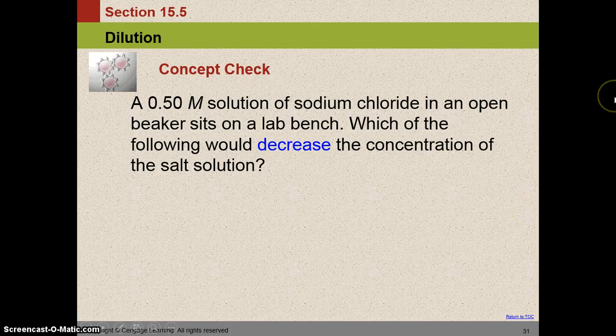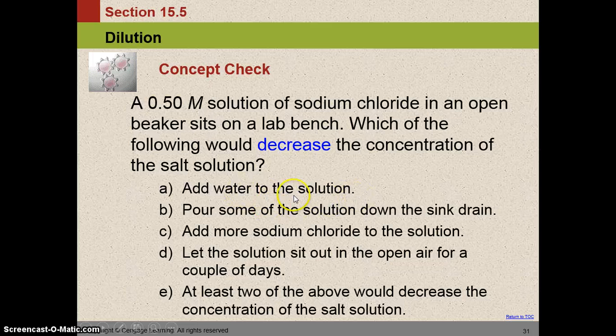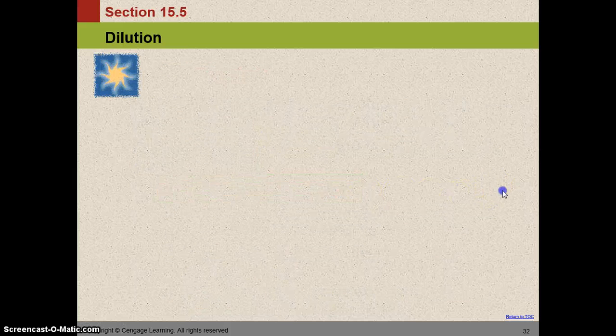Let's look at how to do some of these problems involving dilution. So we have a 0.5 molar solution of sodium chloride in an open beaker on the lab bench. Which of the following would decrease the concentration of the salt solution? Would adding water to the solution decrease the concentration of the salt solution? Pouring some of the solution down the sink? Adding more sodium chloride? Letting the solution sit out in the open air for a couple of days? At least two of the above would decrease the concentration of the salt solution. And the only one that logically makes sense is if we're going to decrease the concentration, that means we're going to dilute it, is adding more water to that solution to make it less concentrated.